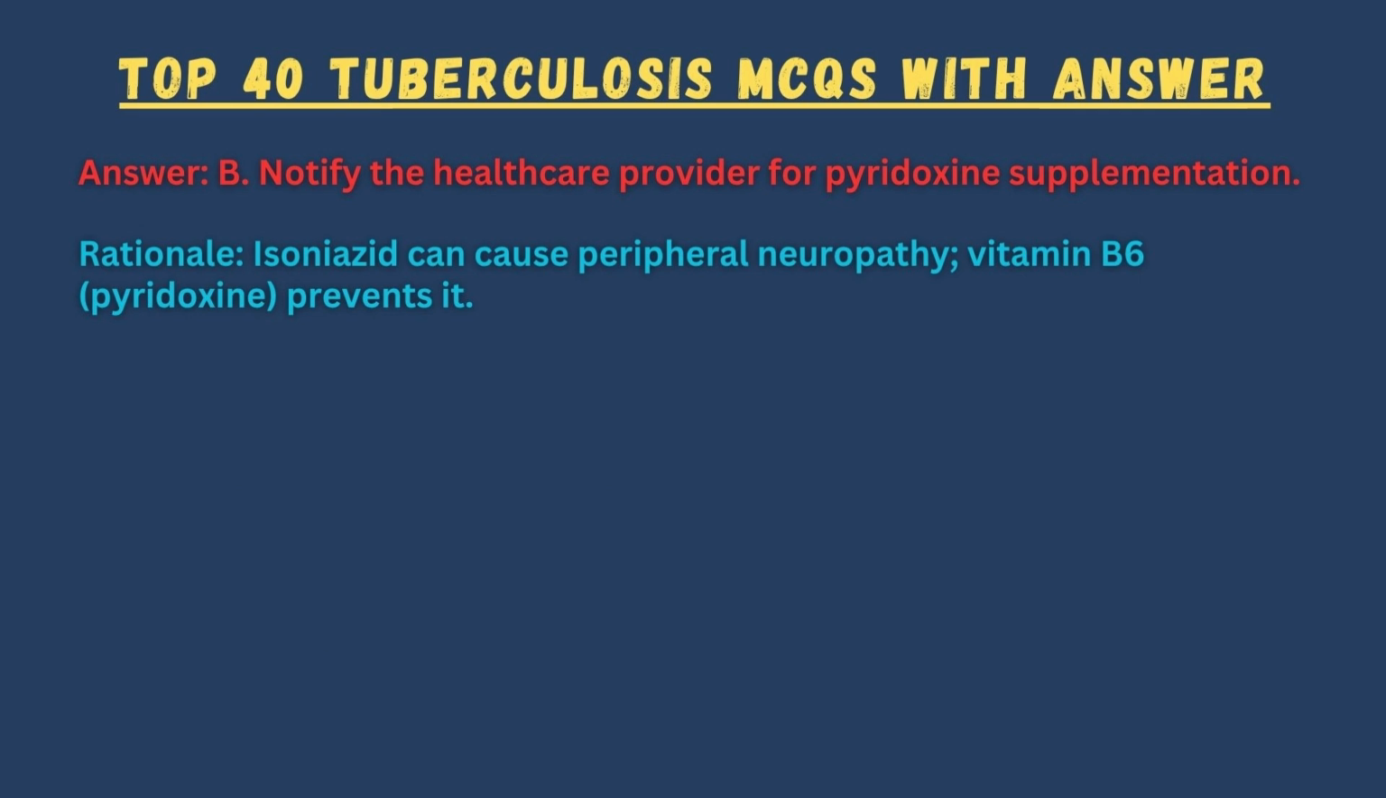Answer. B. Notify the healthcare provider for pyridoxine supplementation. Rationale. Isoniazid can cause peripheral neuropathy. Vitamin B6, pyridoxine, prevents it.